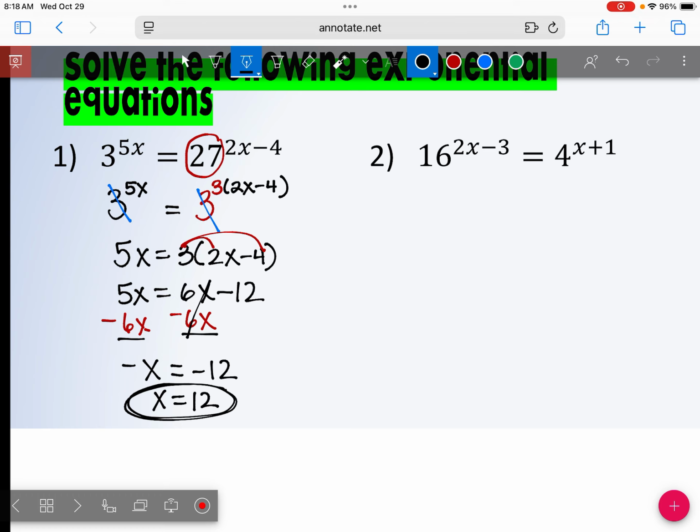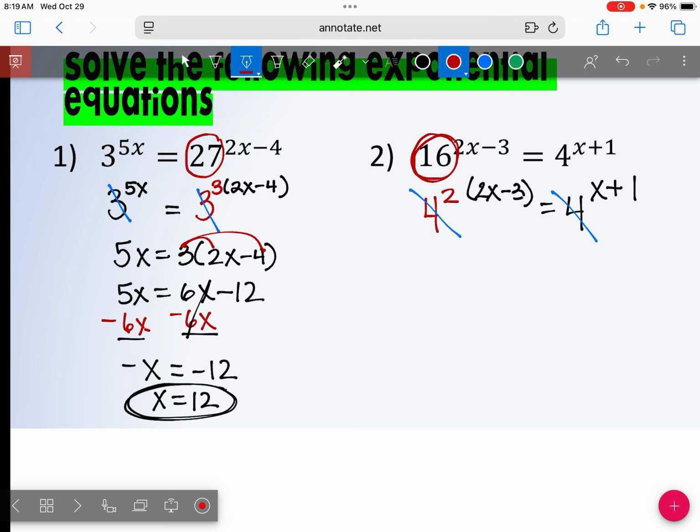Did we get 12? Positive 12. All right, good. Now let's look at number 2. 16 can be rewritten. 16 is 4 to the power of what? 2. So I'm going to rewrite this as 4 squared. Bring down the 2x minus 3. And when you get the same base, they go away.